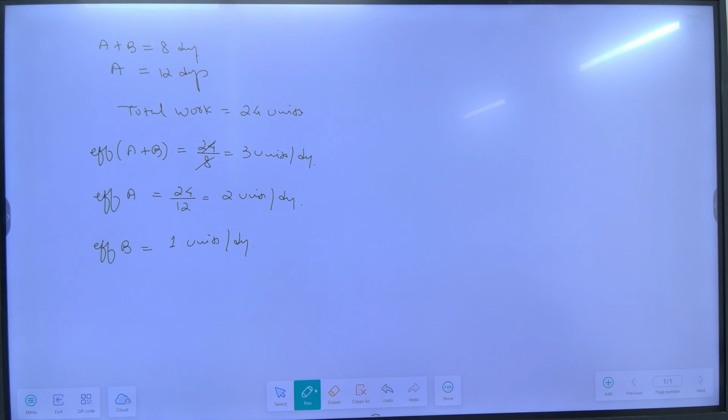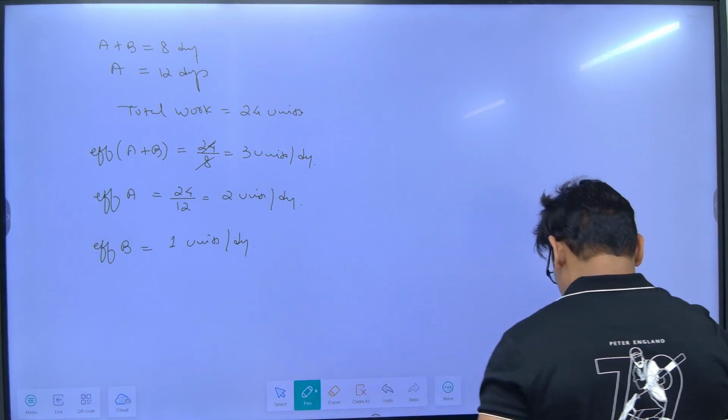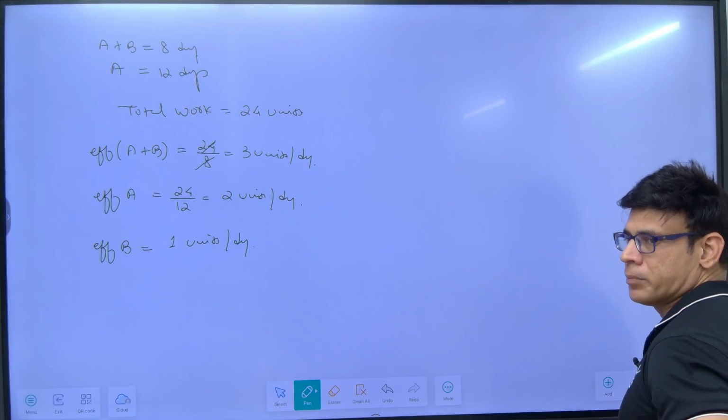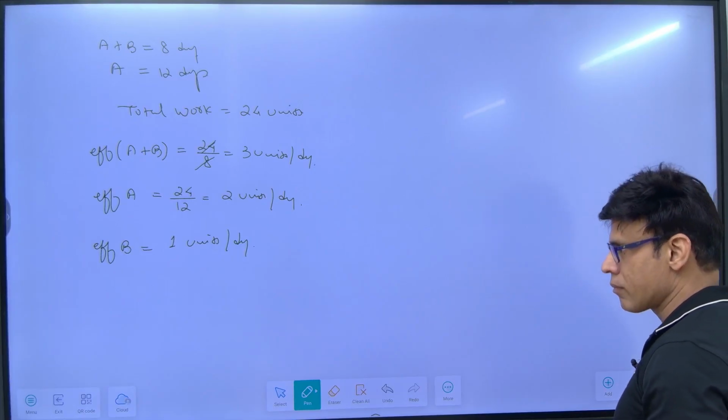If A plus B are doing 3 units and A alone is doing 2 units, B is doing 1 unit. How much time will B take to finish this work? 24 units at 1 unit per day: 24 days. Done? Work is equal to efficiency into time.